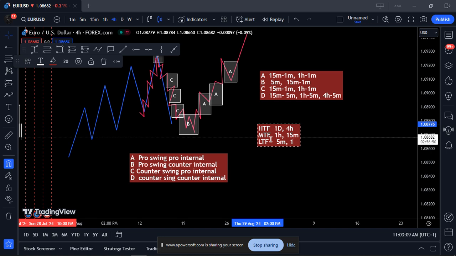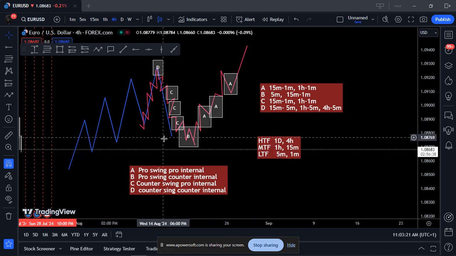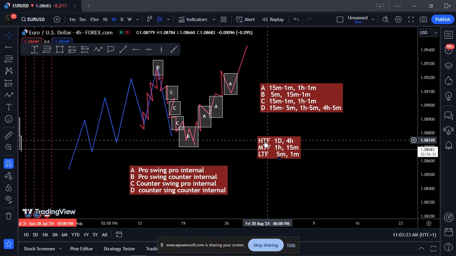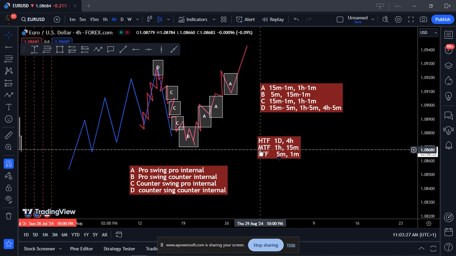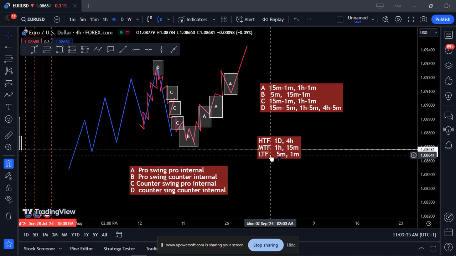Many will say it's too confusing, stick to just three or two. Nah, I rather have the whole picture and know the whole story. So basically, once my higher time frame falling liquidity is taken, 1 day or 4 hours, I look for medium time frame entry, 1 hour, 15 minutes. Once one of their falling liquidity is taken, I look for this one.